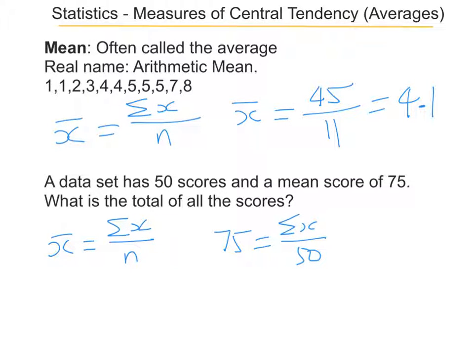To find out what the total is, we need to get that symbol by itself. So we need to get rid of the 50. To do that, we multiply both sides by 50, and these two cancel. So the sum of all the x values, or the sum of all the scores, is going to be 50 times 75, 3750.